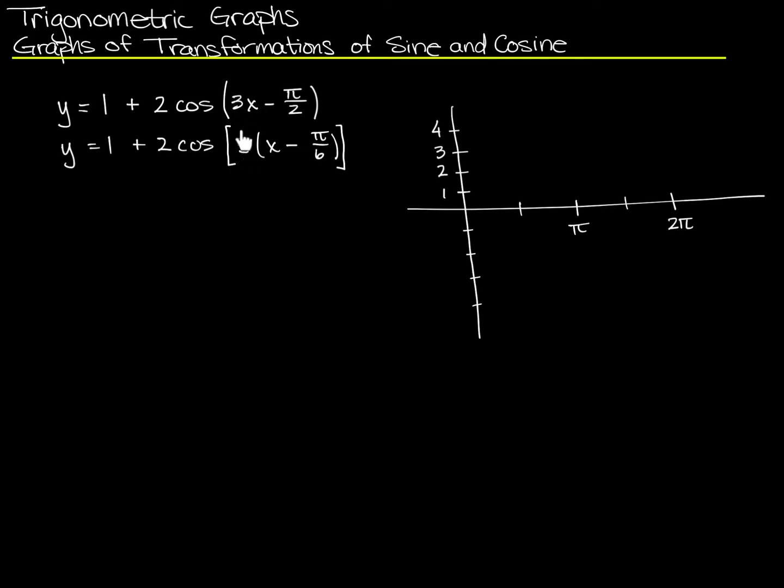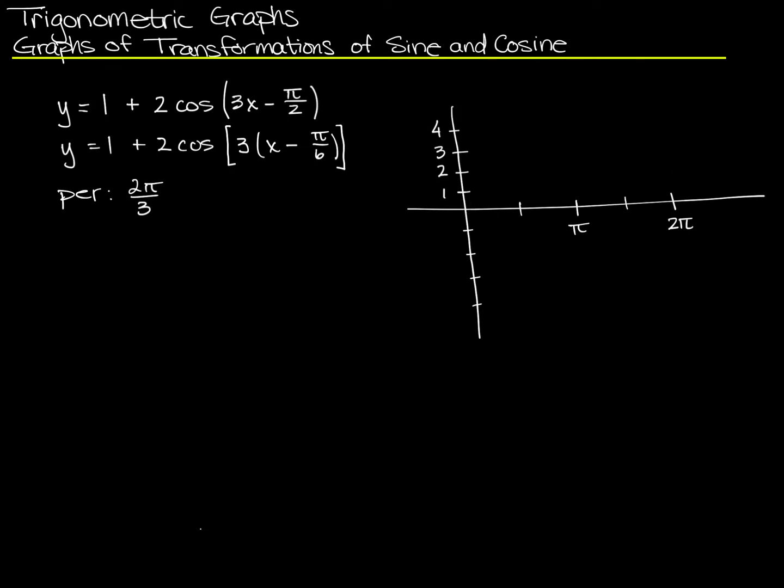Notice that that doesn't change how many cycles of the graph I'm going to get. I'm going to get 3 cycles of the graph. So my period here will be 2 pi divided by 3. And what that means is that it's going to take me between 0 and 2 pi over 3 to get 1 full cycle.